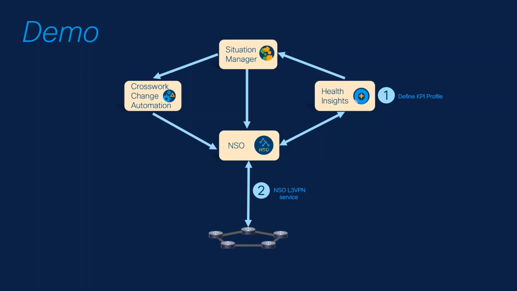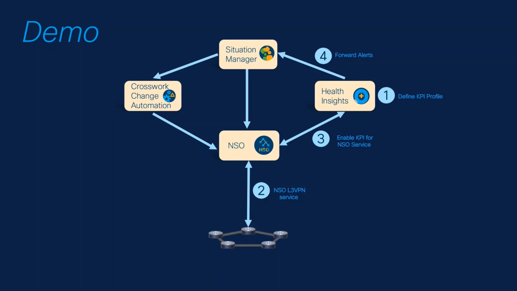If it's successful, the layer 3 VPN service calls Health Insights to enable the KPIs. After the KPIs are enabled, Health Insights will start monitoring the KPIs of that service. If any alerts are raised, they are forwarded to the Situation Manager. The Situation Manager aggregates those alerts into situations and queries NSO to see if there's a correlation between those situations and any NSO services, specifically service instances. If there is, it updates the situation information with the NSO service information.